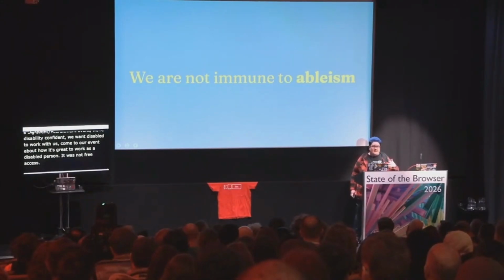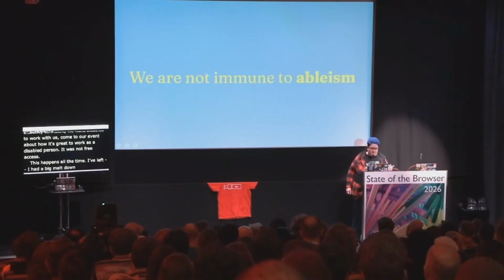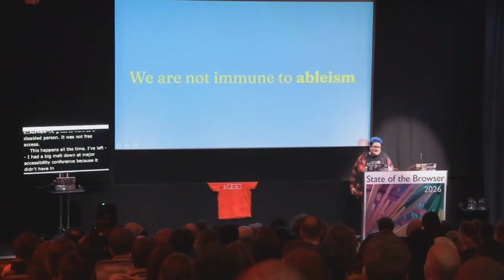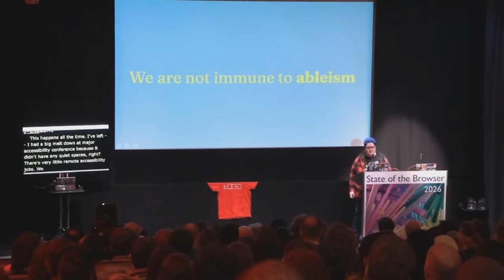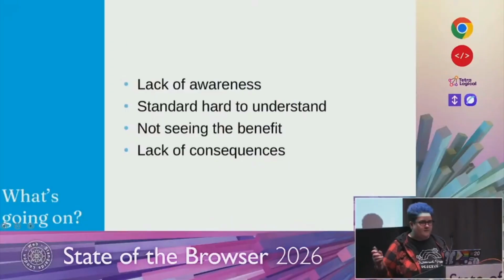I've left, I had a big meltdown at a major accessibility conference because it didn't have any quiet spaces, right? There's very little remote accessibility jobs. We don't hire that many disabled people, even in accessibility, which you think would probably amongst tech have the most proportion of disabled people, but there's not many disabled developers, not many blind developers, etc. So when you have things like this, so this is a study of Dutch websites going, why aren't developers making Dutch websites any better?